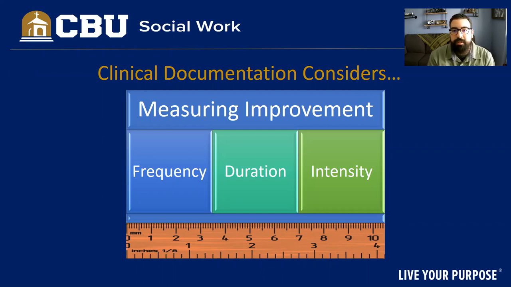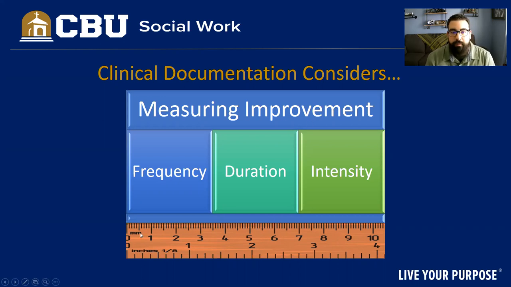But the difficult part as a clinician is, how do you quantify, how do you determine if things are really getting better? How do you actually know if a client is less suicidal, less aggressive, less depressed, less anxious than they were last week? A good timeline in the field of mental health, and you will hear this referred to with clinicians, is measuring improvement using three things.